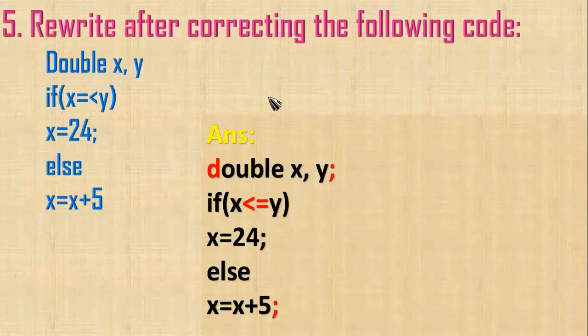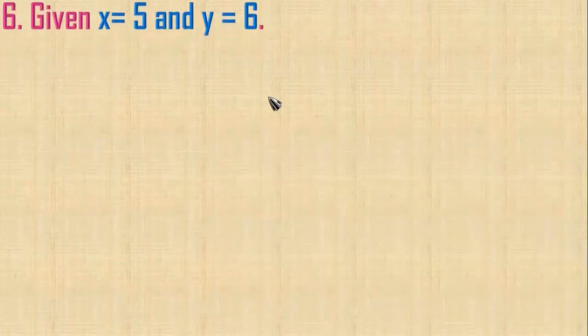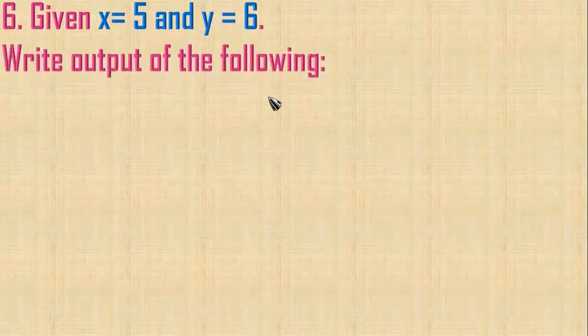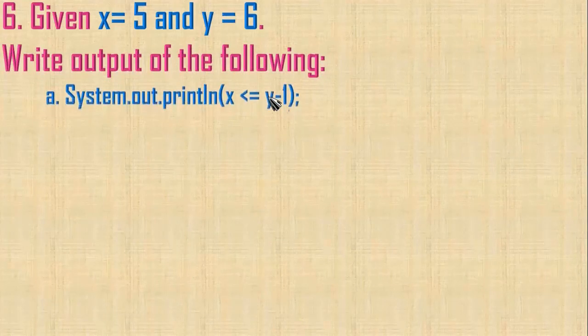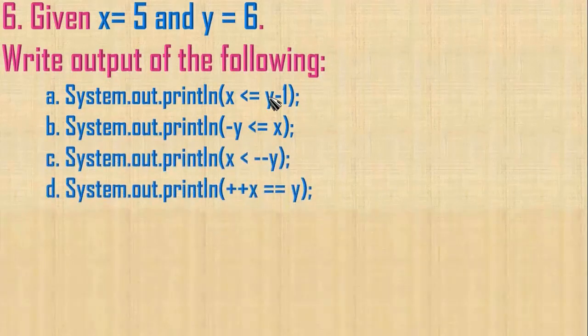Let us go to the next question. Given x is equal to 5 and y is equal to 6. Write the output of the following. So here 4 sums are given. When there is a relational operator, it will say whether true or false. Then an arithmetic operator is also included here. As per precedence of operators, the arithmetic operator will be done first and then the relational operator is checked. Y minus 1 is 5. So 5 is lesser than or equal to 5, that is true.